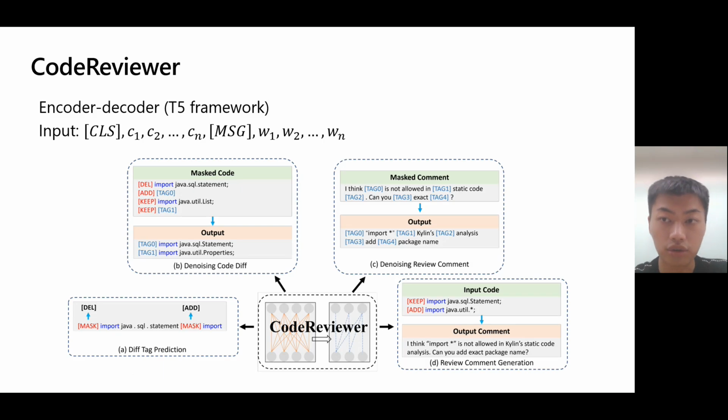And next, I will introduce our pre-trained model, CodeReviewer. We adopt the encoder-decoder transformer framework, which is the same as the T5 framework. We take the code diff and its corresponding comment as our input. We also design 4 pre-training tasks, and next, I will introduce the 4 pre-training tasks in detail.